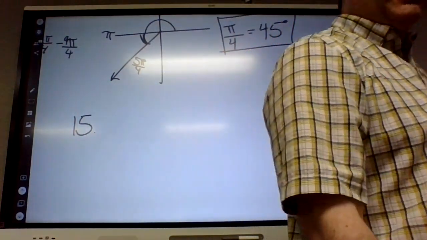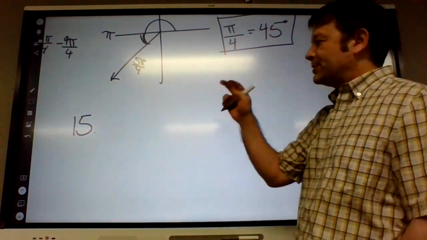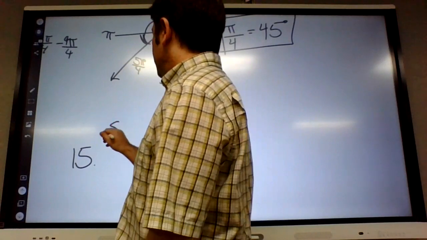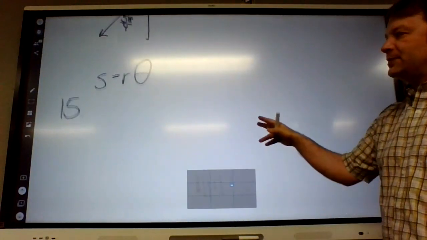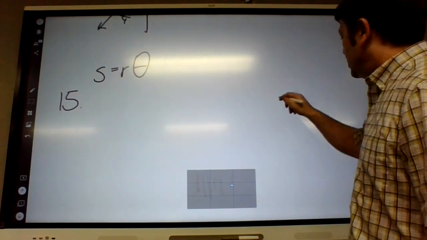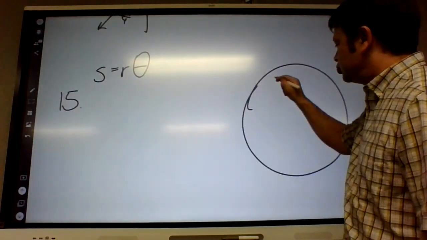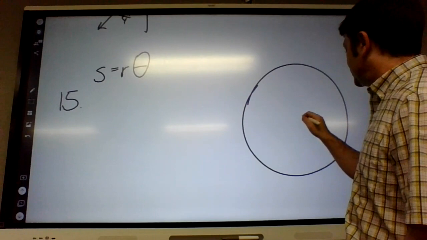Number 15, okay, in the directions on 15, they gave us a little formula. S equals R times theta. We actually did this some last year because it's kind of a geometry thing. Let's go to this picture.